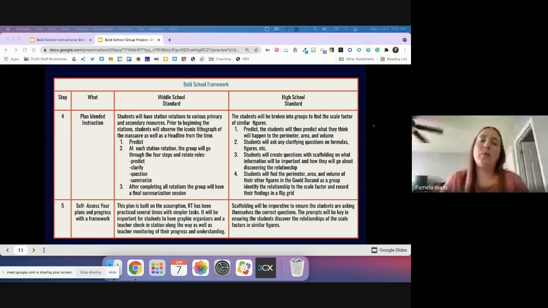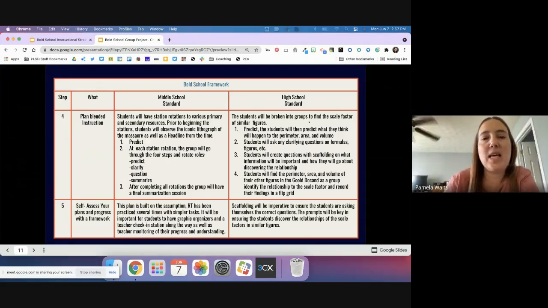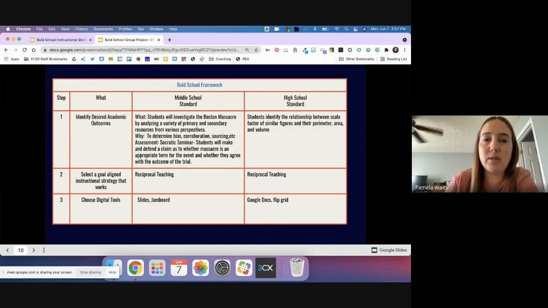For the high school example, I had done a word problem one earlier, so I decided to do something a little different and take similar figures. And after we've discussed similar figures and scale factors, having the kids then work through the 4-step process to evaluate what would happen for the perimeter, the area, and the volume of the similar figures.